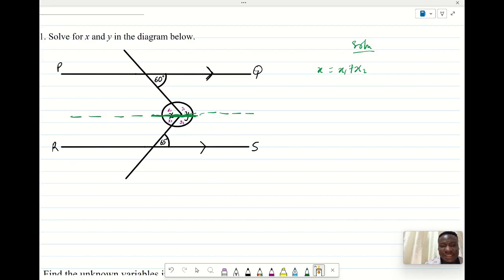But one can see clearly that the angle 60 degrees and the angle X1 are alternate. The property of alternate angles exists over there. Therefore, we can say clearly that X1 is equal to 60 degrees. And the property here is alternate angles.